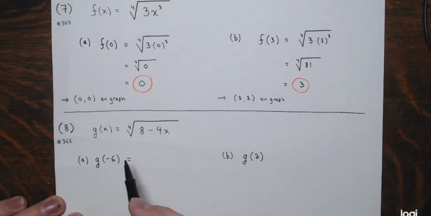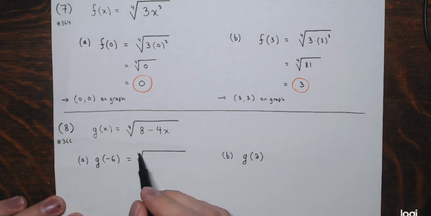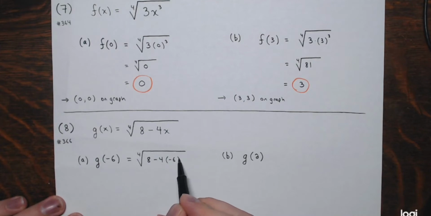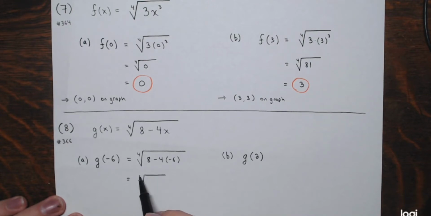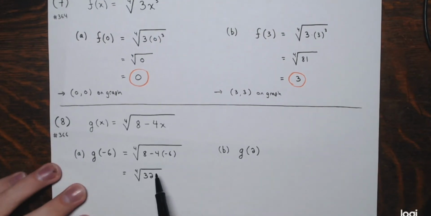Right? Input negative 6 for x. So it's the fourth root of 8 minus 4 times negative 6. Well, that's 8 plus 24. So that'd be the fourth root of 32. All right. Now 32 is 2 to the 5th power.